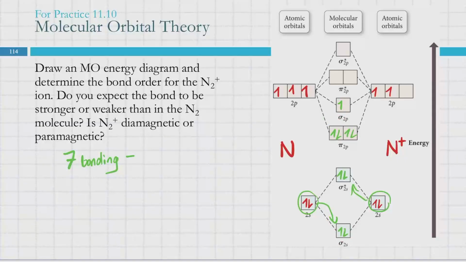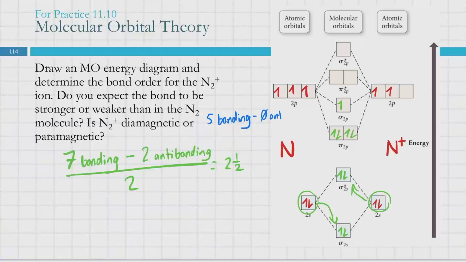And then how many anti-bonding do we have? It would be 2, because we've got 2 in the sigma star. This is if we're counting everything. We divide it by 2, and we end up with a bond order of 2.5. If you ignore the bottom one, because you recognize those cancel out, the other way that I would expect you to possibly count this is just looking at the top, 5 bonding minus 0 anti-bonding, also over 2, you still end up with a bond order of 2.5.